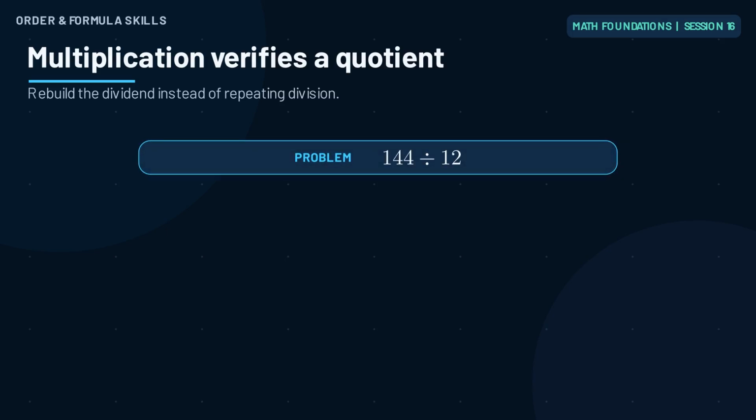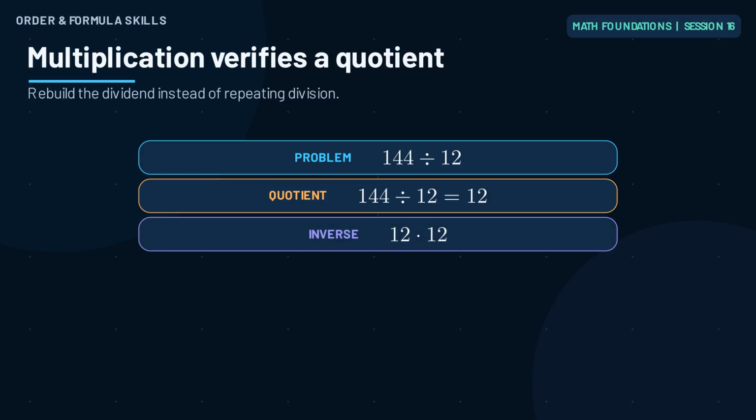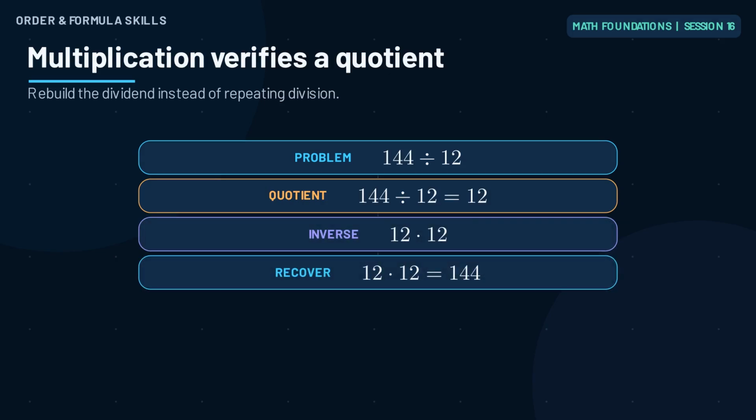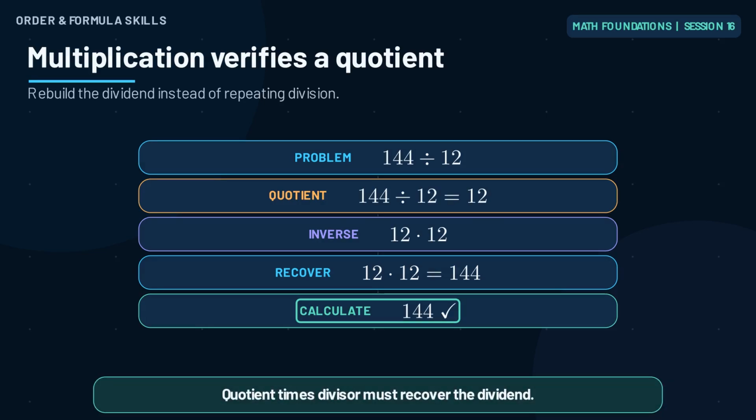Divide 144 by 12. The proposed quotient is 12. Multiply the quotient 12 by the divisor 12. The product returns 144. That recovered dividend confirms the quotient. Division and multiplication are inverse operations. For a non-zero remainder, quotient times divisor plus remainder must recover the dividend. Use the operation that rebuilds the original quantity.